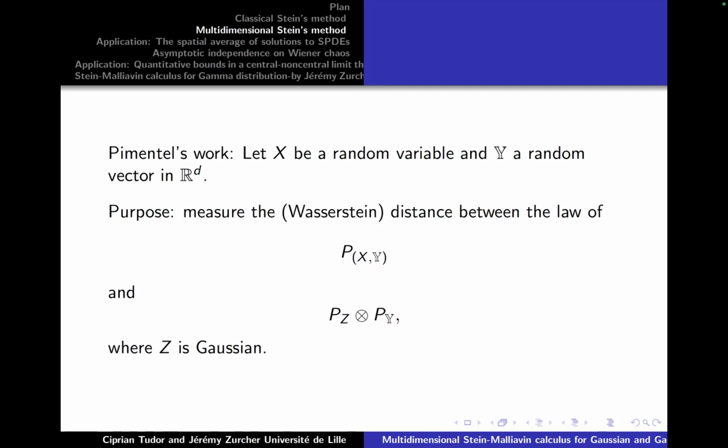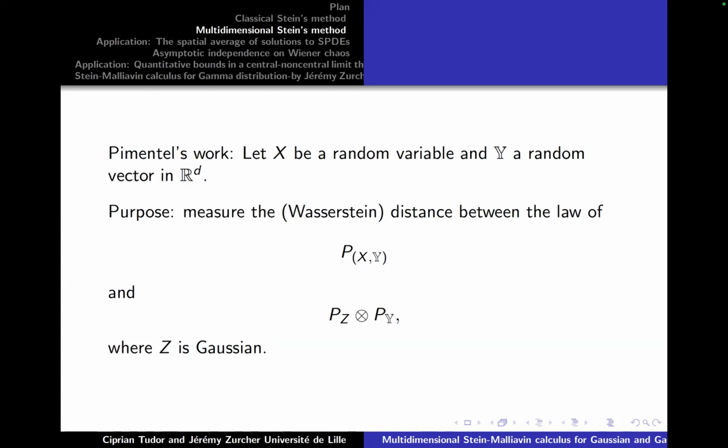Okay, so what is the idea now? It's a generalization of what I explained before. Now you want to measure the distance between the probability distribution of the couple X, Y, where X is one-dimensional and Y is d-dimensional. These two are in principle arbitrary, correlated distributions. And the other is the probability distribution of Z times the probability distribution of Y, meaning the distribution of a vector with components Z and Y, where the components are independent, Z independent of Y. So this is the purpose here.